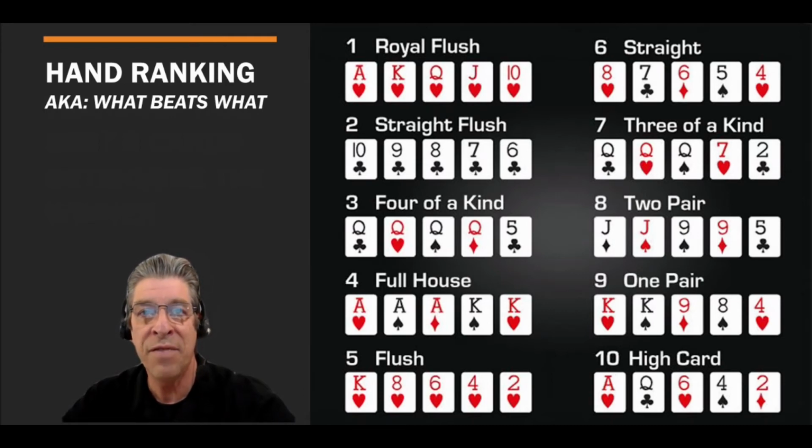A straight is 5 cards in consecutive order, and an ace can be played as a 1 or above a king. And a flush is 5 cards all with the same suit. What a lot of people forget is what beats what, a straight or a flush. And as you can see, a flush is better than a straight. Now they would both lose to a full house, and above that is 4 of a kind, a straight flush, and the best hand in poker, the royal flush.